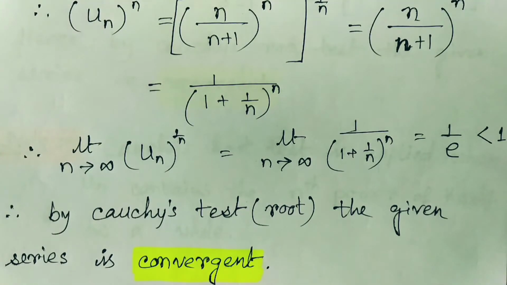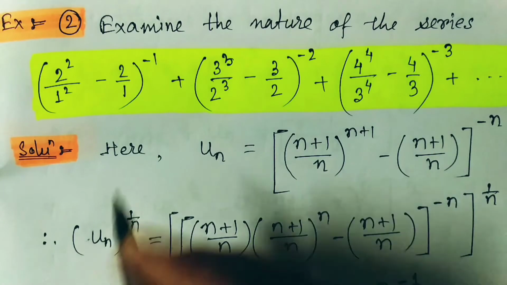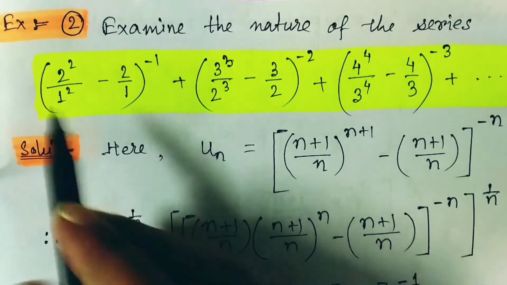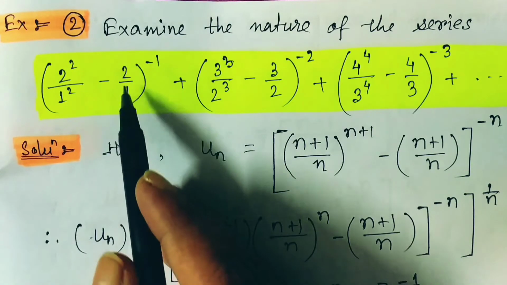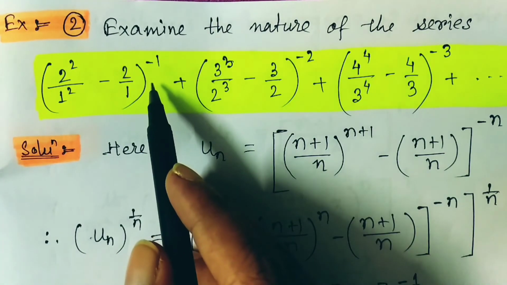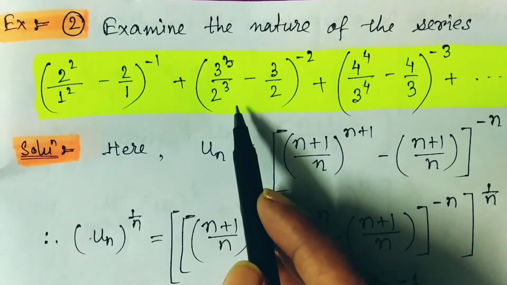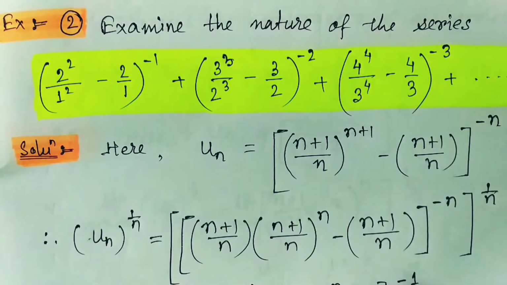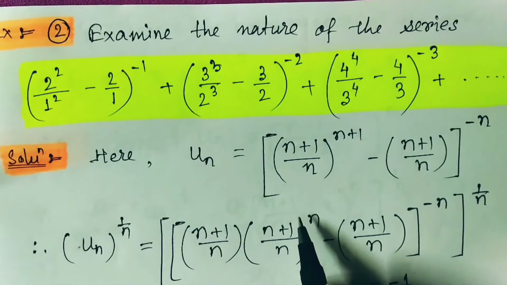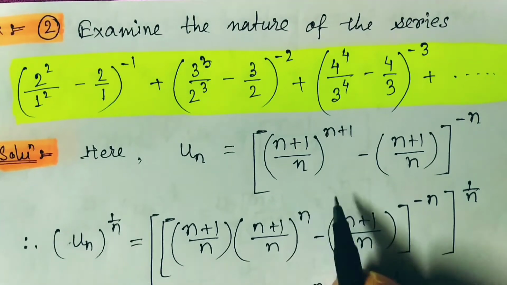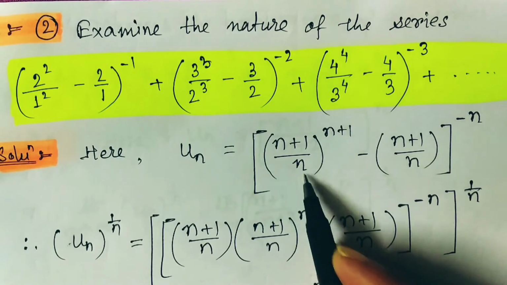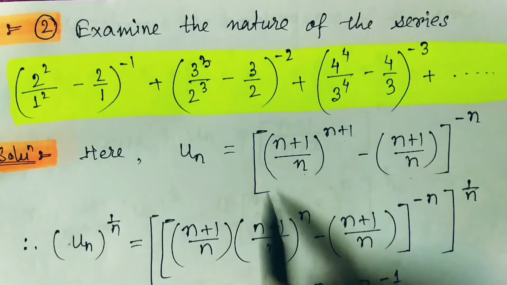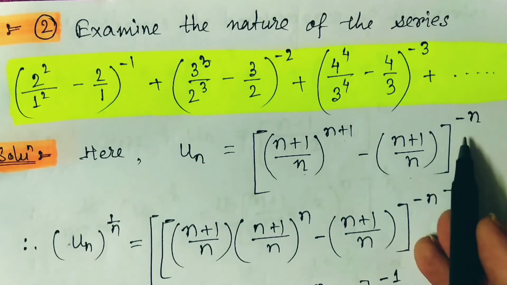Let us do one more example. Here, examine the nature of this series. The series is 2 square by 1 square minus 2 by 1 whole to the power minus 1, plus 3 cube by 2 cube minus 3 by 2 whole to the power minus 2, in this way. So here the nth term is what? So un is equal to, as given, n plus 1 by n to the power n plus 1, minus of n plus 1 by n whole to the power of minus 1. So this is your un.